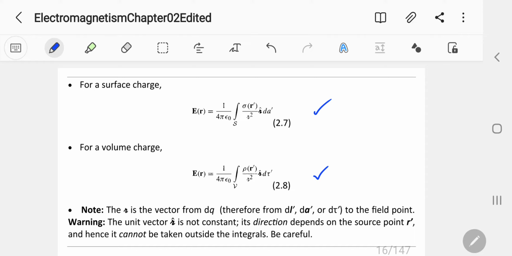There's a warning here. The unit vector, scripted r, is not constant. Its direction depends on the source point r prime, and hence it cannot be taken outside the integral. So you have to be very careful. You cannot take that out of the integral.